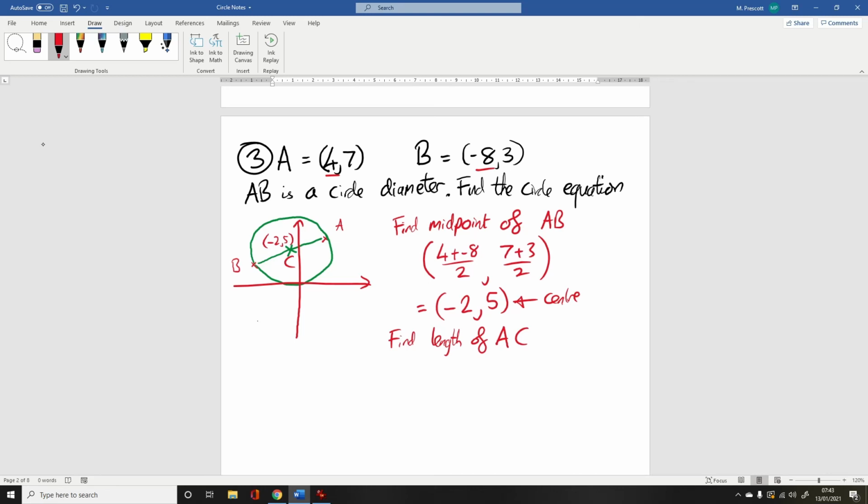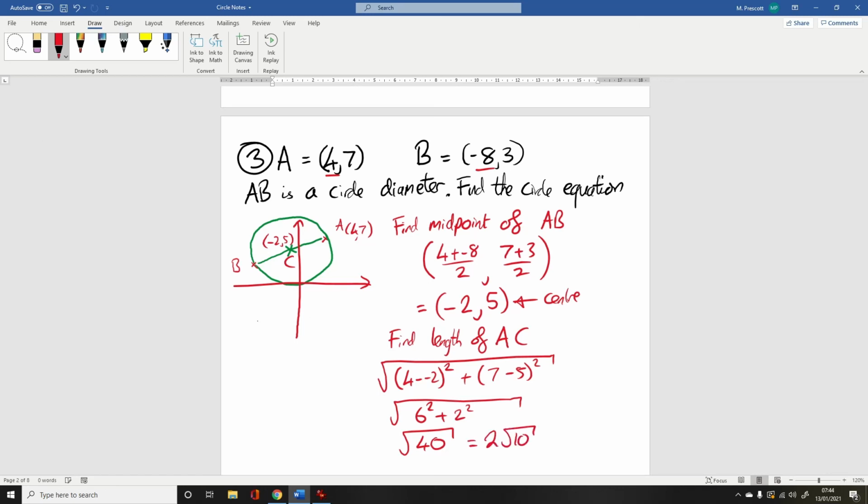Okay, so AC. So A was (4, 7), wasn't it? Remember, if you want to find the length, you're basically doing Pythagoras. So difference in x plus difference in y, both squared, and then square rooted. So we're going to go 4 take away minus 2 for the difference in x, and 7 take away 5 for the difference in y, both squared. That's going to give us the square root of 6 squared plus 2 squared. That is 36 plus 4 is 40. So the length of AC is 2 root 10.